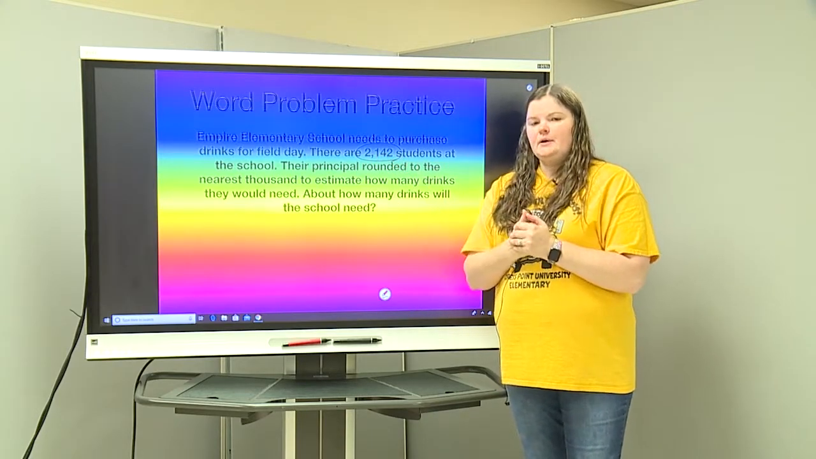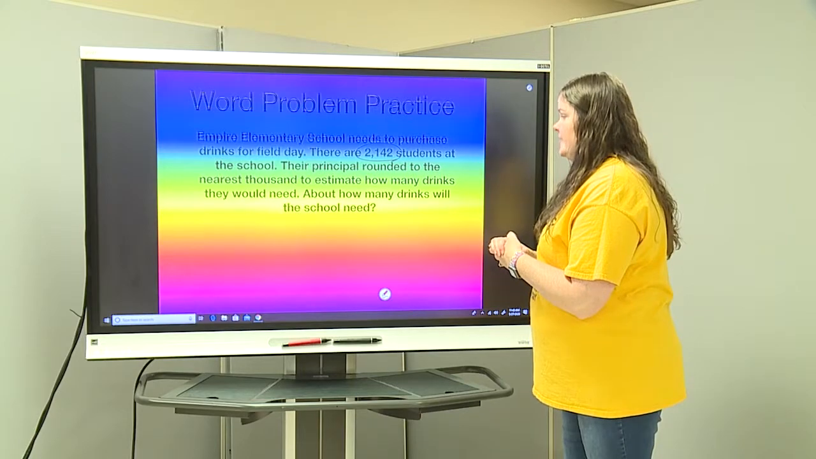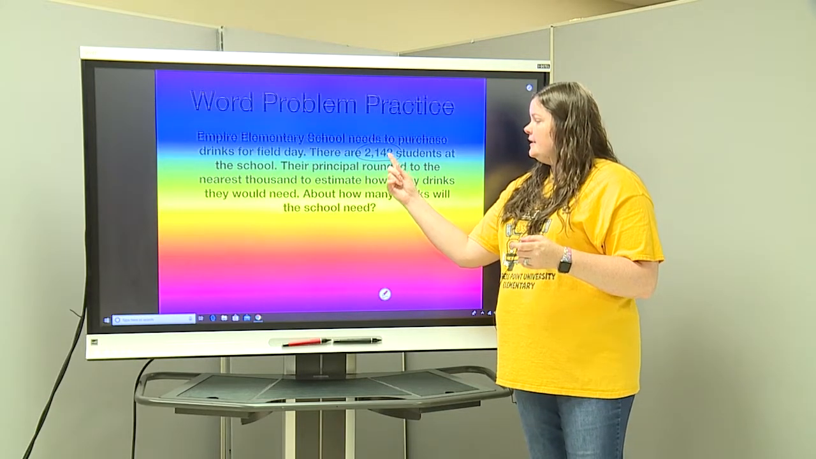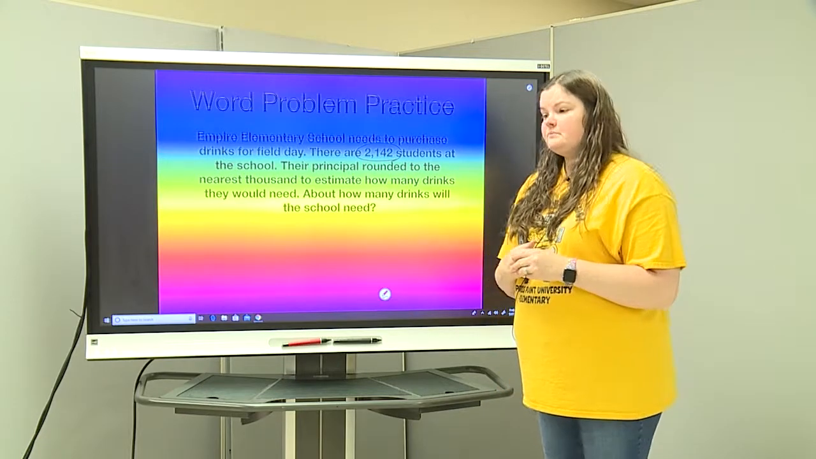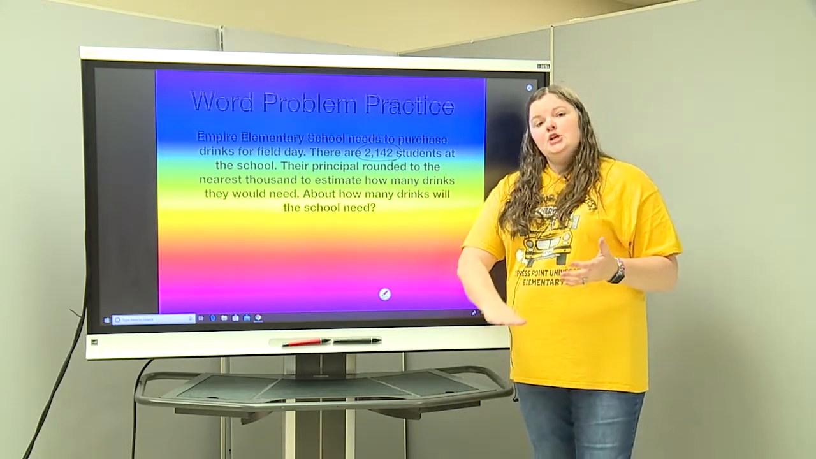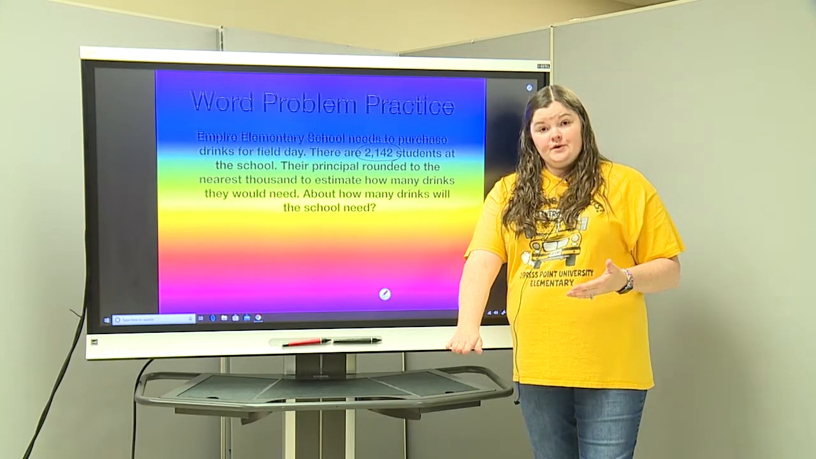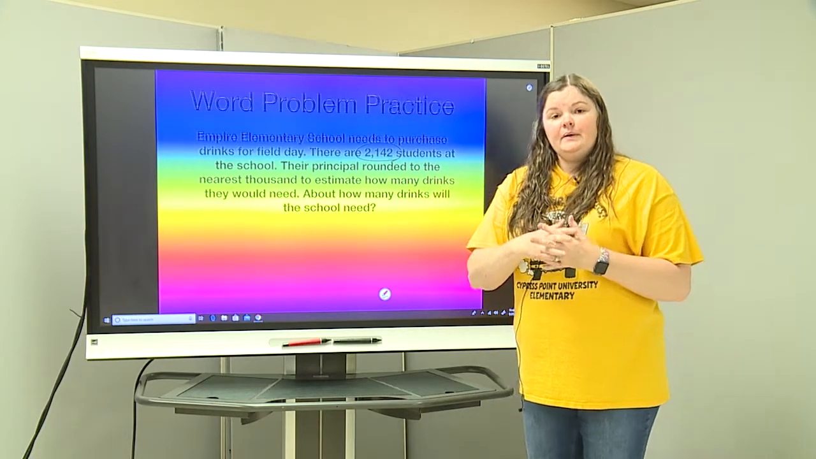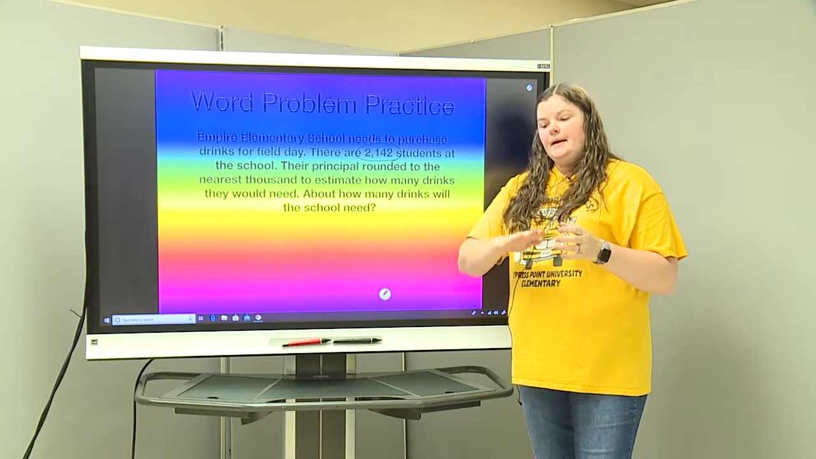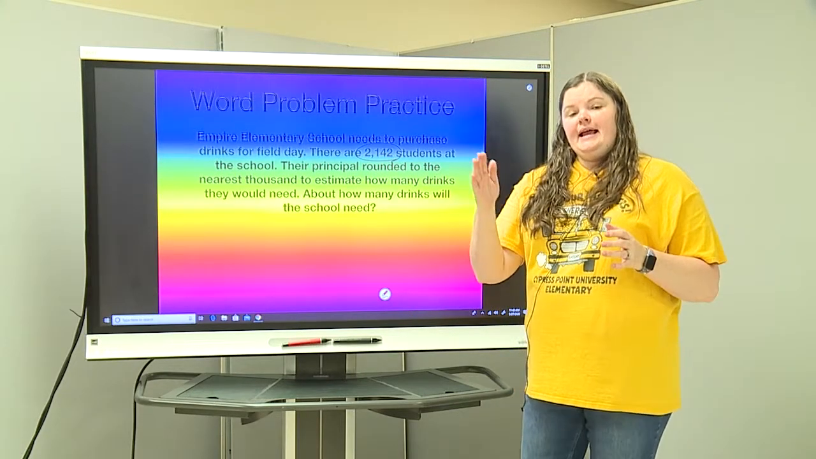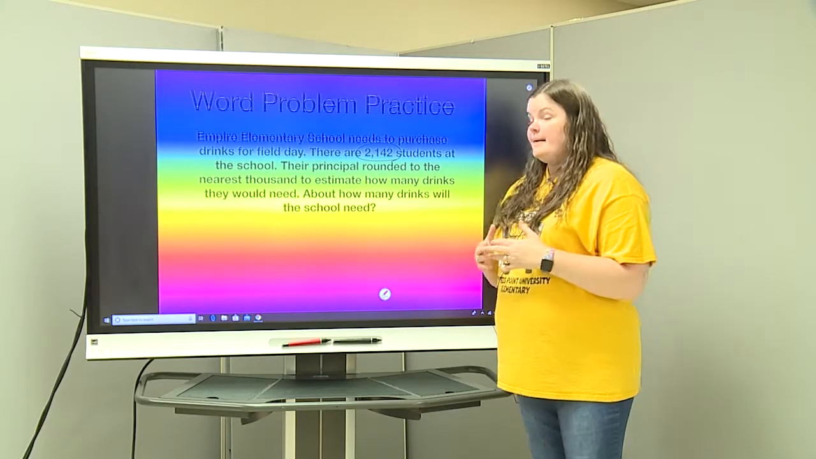Look at that number. What digit is in the thousands place? I have ones, tens, hundreds, and thousands. So I have 2 in the thousands place. My bottom end point would be 2,000 and my top would be 3,000. Let's think about what the midpoint between 2,000 and 3,000 would be.